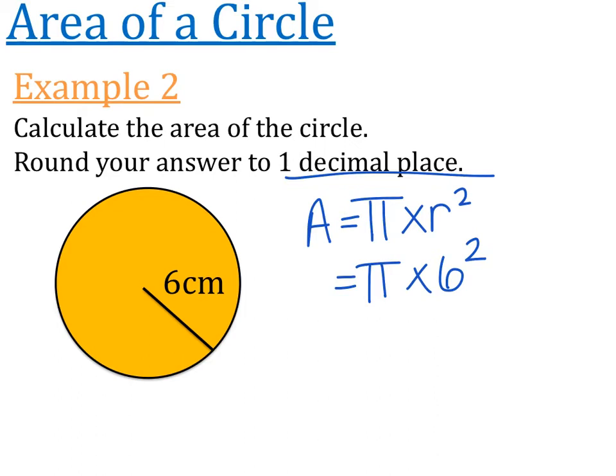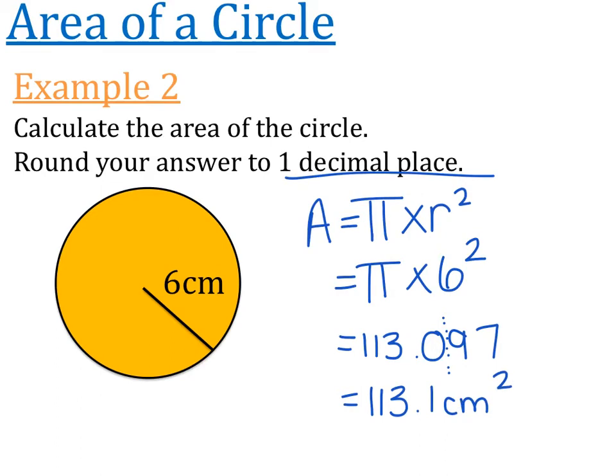Now if you're using a Casio calculator, you're going to need to press the simple to difficult button, and that's going to give you 113.0097, so we can round that. So if I want to round that, what does the 9 do to the 0? It's going to round it up, so 113.1, and this is area, so centimeters squared. All right, that's all you're going to be asked to do today.